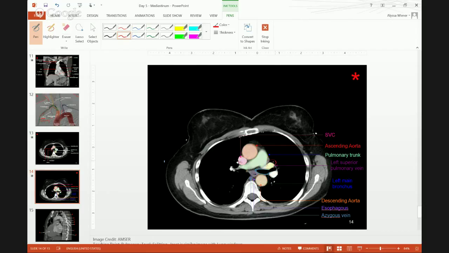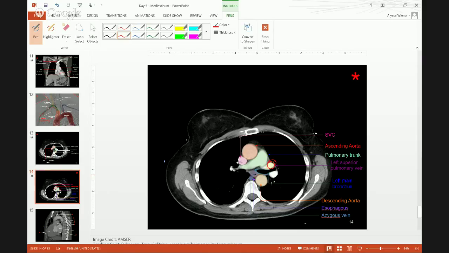This yellow guy over here is a little bit tricky. I feel like when we talked about it in lab, it was kind of easily forgotten, but this is the left superior pulmonary vein that is sneaking right under the pulmonary trunk. So remember that the pulmonary veins are entering the left atrium, and they're sneaking right underneath the branches of the pulmonary trunk.